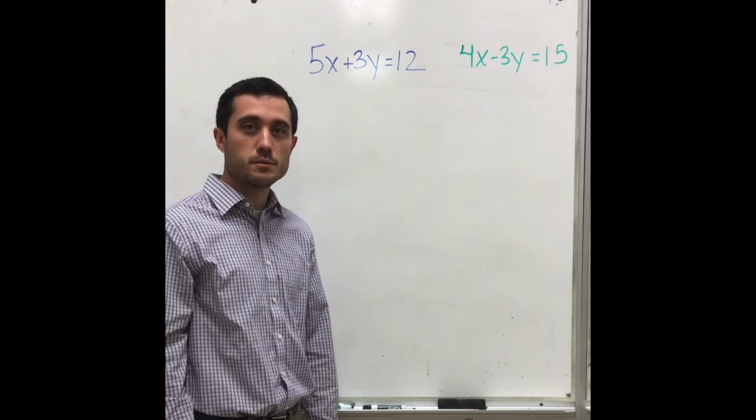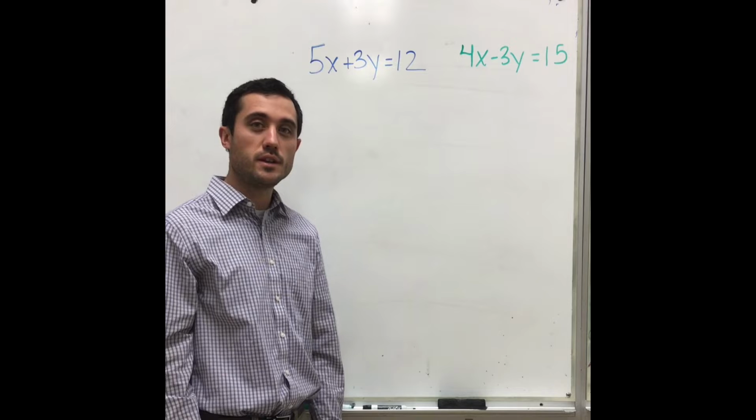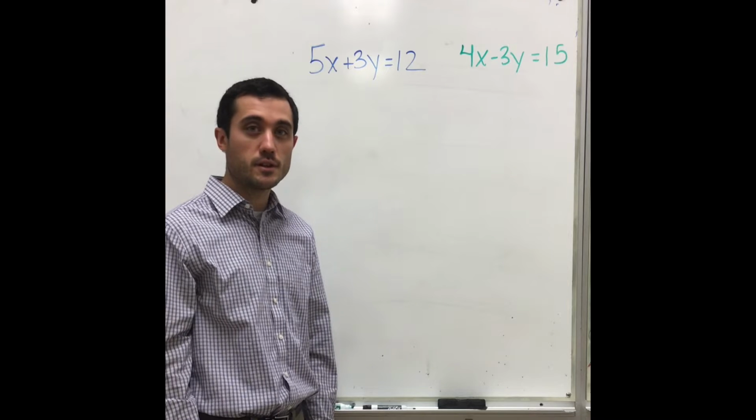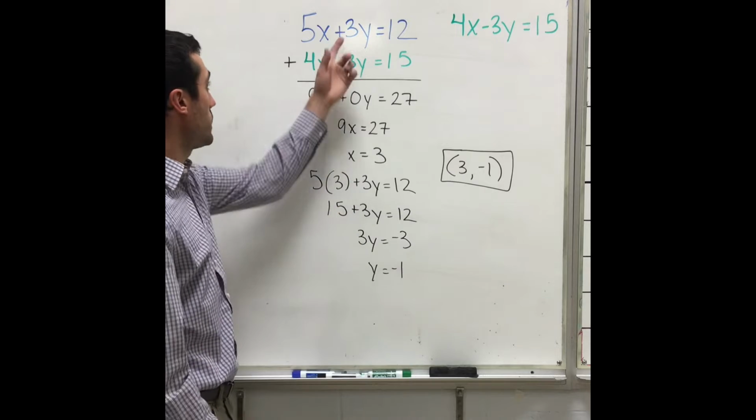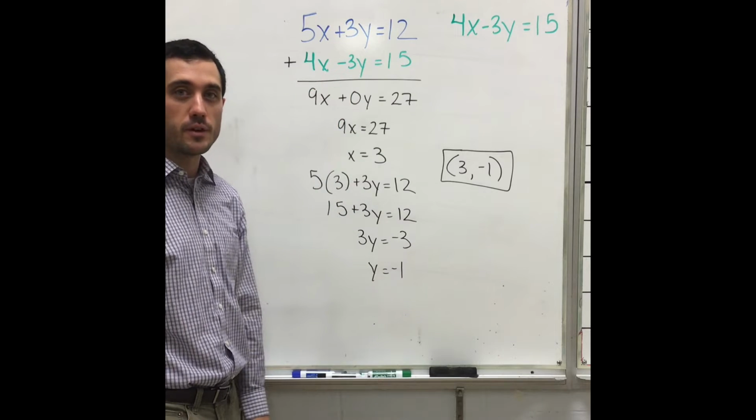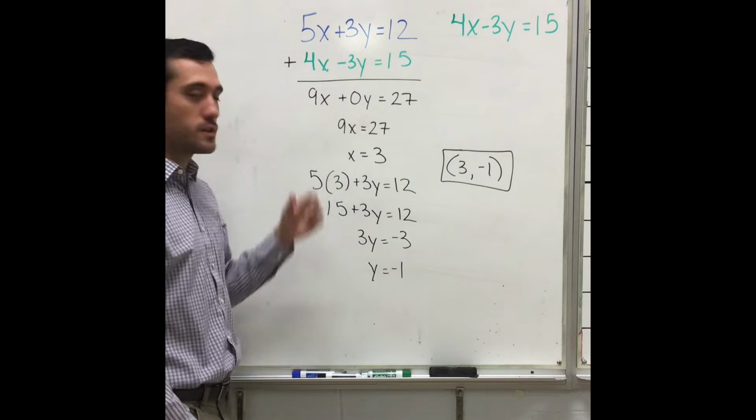When you are solving a system of equations, that is, finding where two graphs intersect, one technique you can use is called elimination. Here's what that looks like. You add the two equations to one another, and in this case, you're eliminating the y variable. When you eliminate the y variable, the only variable left is x. We can solve for x.